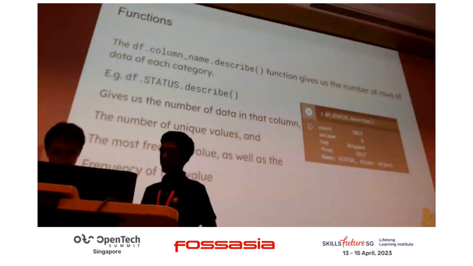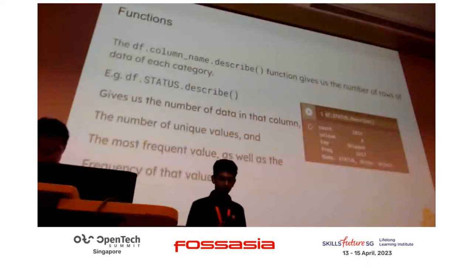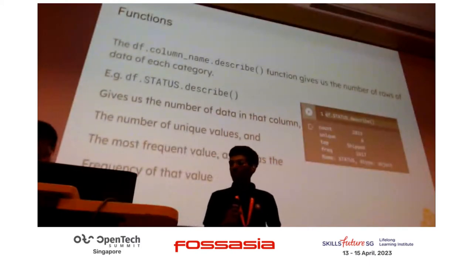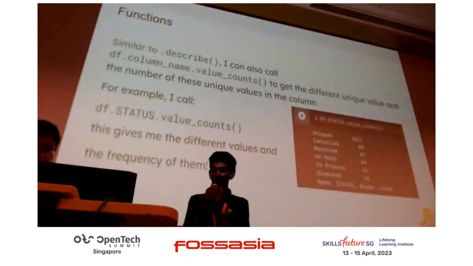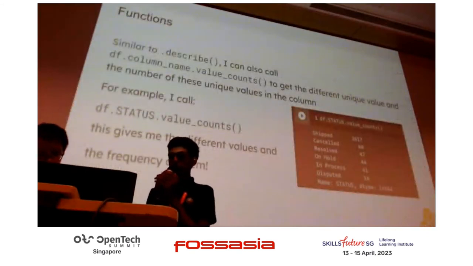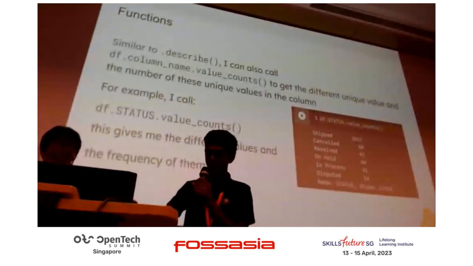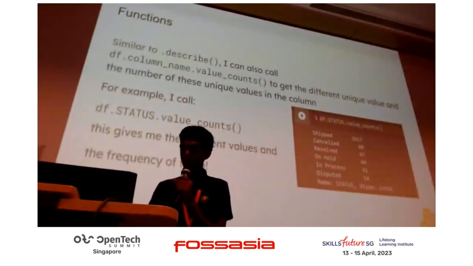Frequency, but the frequency of the most occurring value in the actual column itself. So in this case, it's 2617, yeah? Okay, so similar to describe, we can also call df.column, whatever column name you want, dot value_counts, okay?